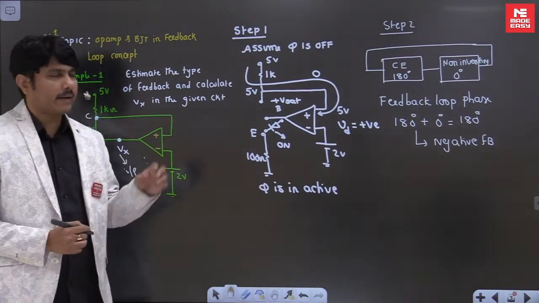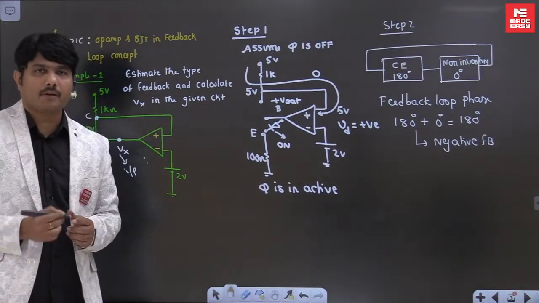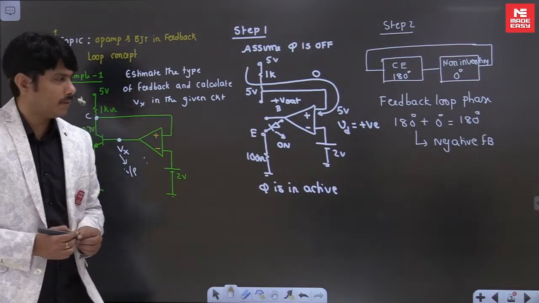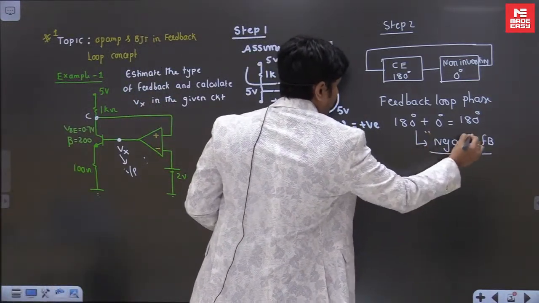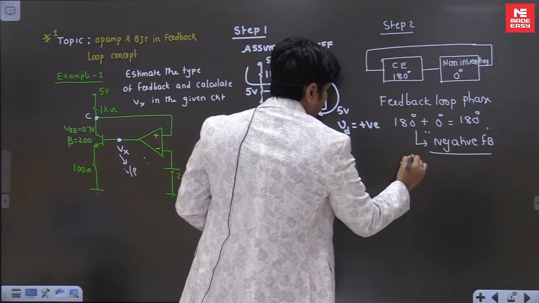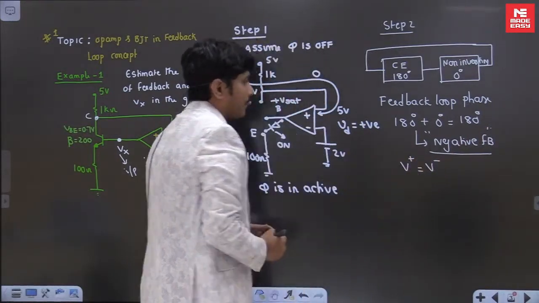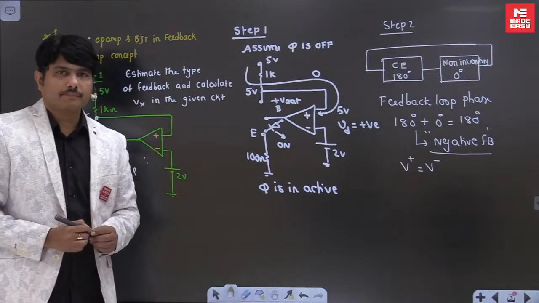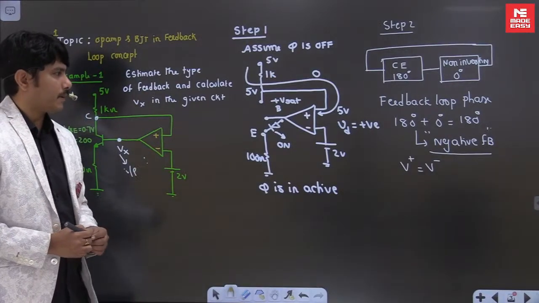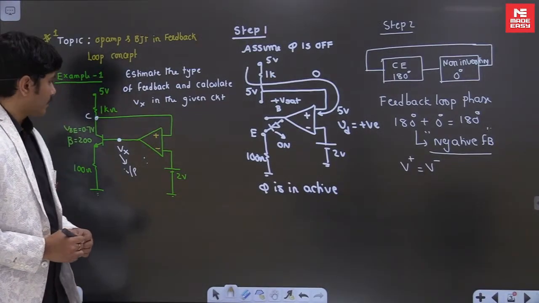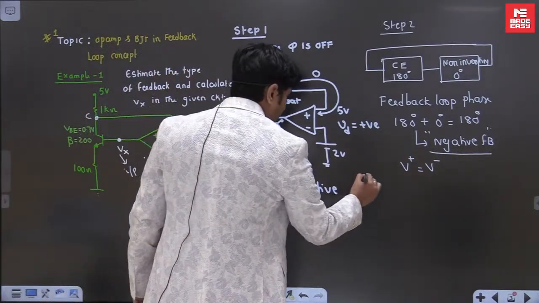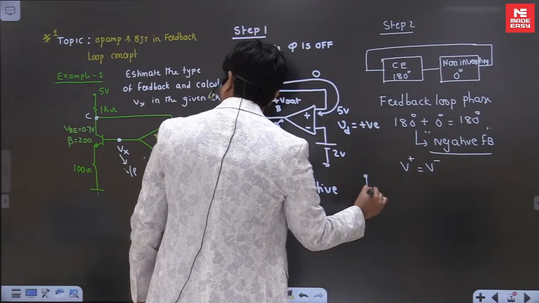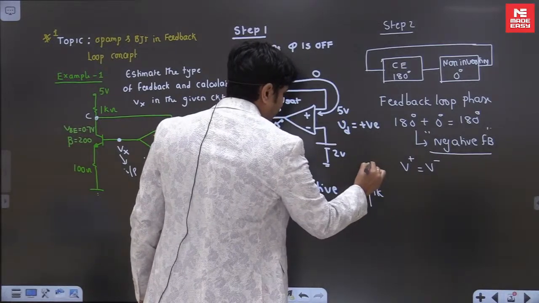Whenever the system is under negative feedback, we can apply virtual short or virtual ground concept. So easily you can apply now. First concept is negative feedback, the system, and V plus equal to V minus we can apply to solve this problem. Okay, so whenever I apply V plus equal to V minus, I think the same diagram we have to draw it. This is 1K, this is 5 volts.